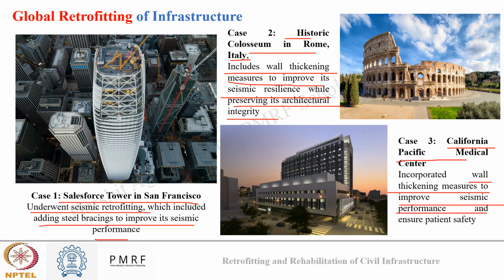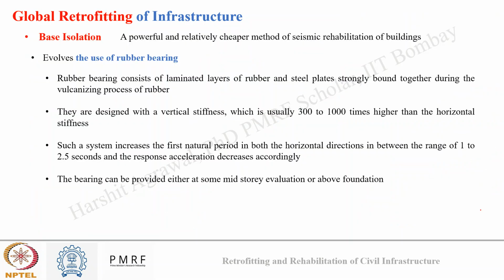So in this way, these are some special or iconic structures where the previously discussed techniques have been used for seismic strengthening. Another way is the use of base isolation. As we have already talked about base isolation in the last session, it is a powerful and relatively cheaper method of seismic rehabilitation of buildings. And how it is done involves the use of rubber bearings. A rubber bearing consists of laminated layers of rubber and steel plate strongly bonded together during the vulcanization process of rubber.